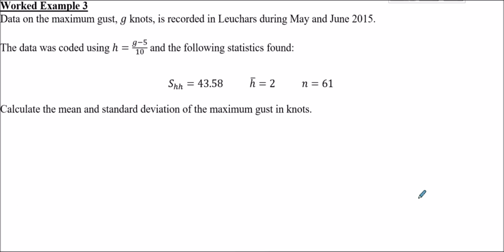Finally, worked example 3. So this is from the large data set, which I'll mention in another future video. But anyway, we don't need the large data set now to understand this. I'll talk you through it. So data on the maximum gust. Gust is like a type of wind speed. G knots is recorded in Luchars during May and June 2015. So the data was coded using h equals g minus 5 divided by 10, and the following statistics were found. So this here is the data for what was coded. This isn't the original. This is in terms of h, not g. So calculate the mean and standard deviation of the maximum gust in knots.